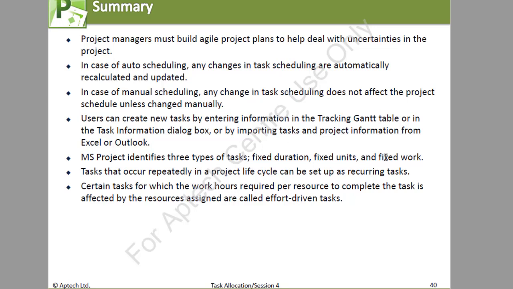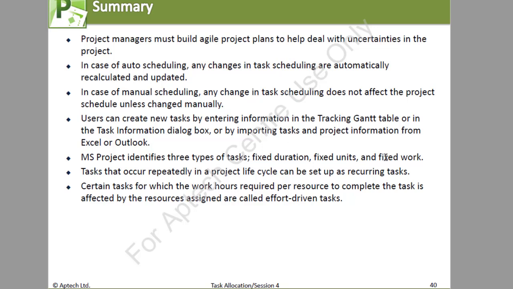And finally, we come to the end of what we were supposed to learn today. Let's review very quickly. Project managers must build agile project plans to deal with uncertainties in the project. In case of auto-scheduling, any changes in task scheduling are automatically recalculated and updated. In case of manual scheduling, any change in task scheduling does not affect the project schedule unless changed manually. Users can create new tasks by entering information in the tracking Gantt table or in the task information dialog box, or by importing tasks and project information from either Microsoft Excel or Outlook.